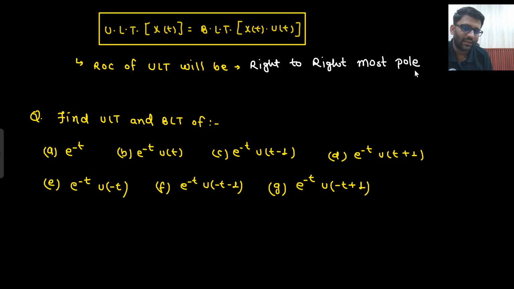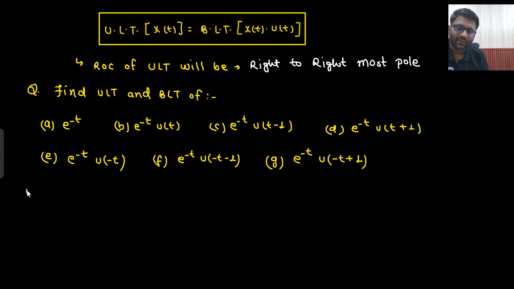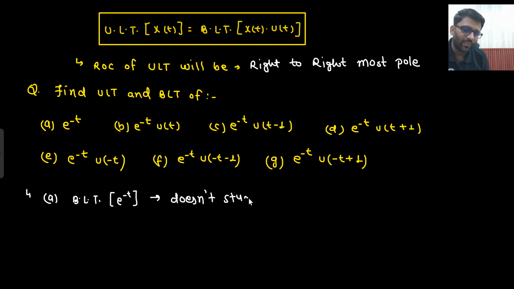There you go. Okay, so let's find the unilateral and bilateral Laplace transforms of these functions. Let's take the first one. You need to find the bilateral Laplace transform of e^(-t). It does not exist, right? We have studied it, right? Do you remember it? I am writing down: does not exist.